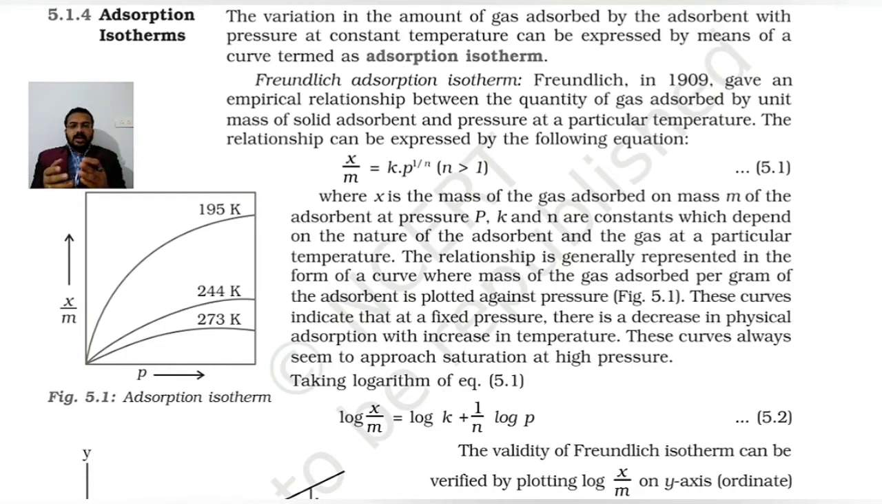So it is related to k into p^(1/n), where p is the pressure which is maintained in that particular environment. k and n are constants. These constants k and n depend upon the nature of the adsorbent and the gas. So this is the relationship between x/m and kp^(1/n). That is also called Freundlich adsorption isotherm.